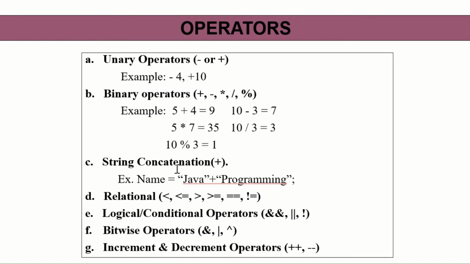I would like to repeat. Plus is addition, minus subtraction, the dash symbol, asterisk is multiplication. We have the slash for our division, and modulo for our percentage.